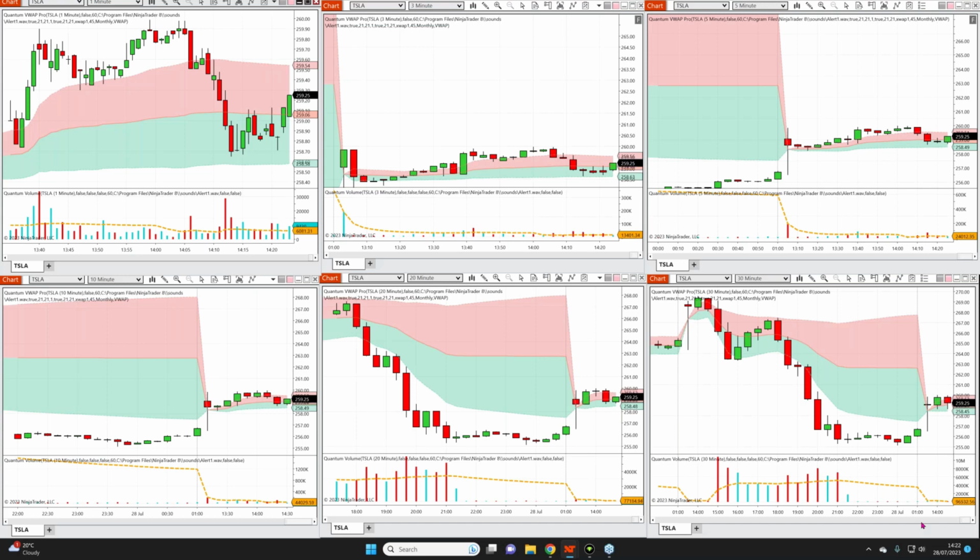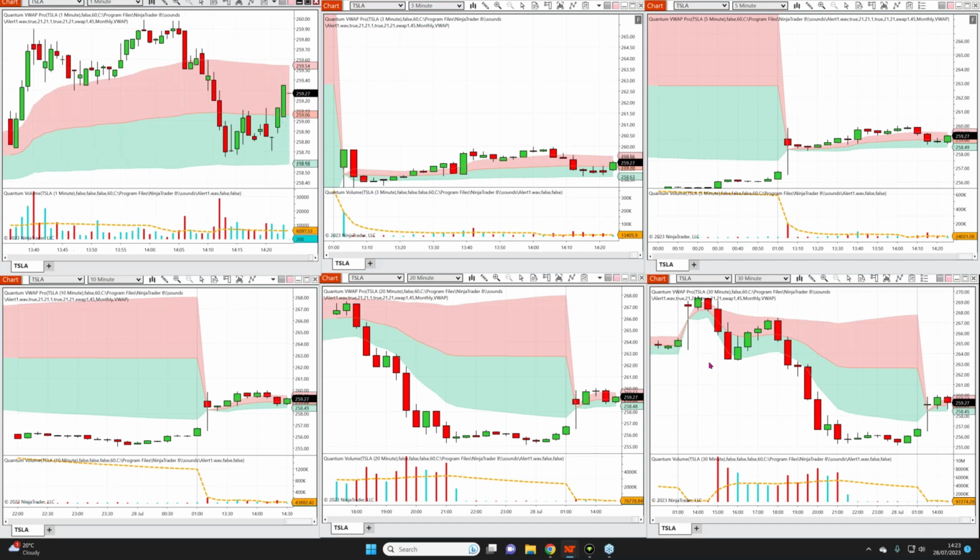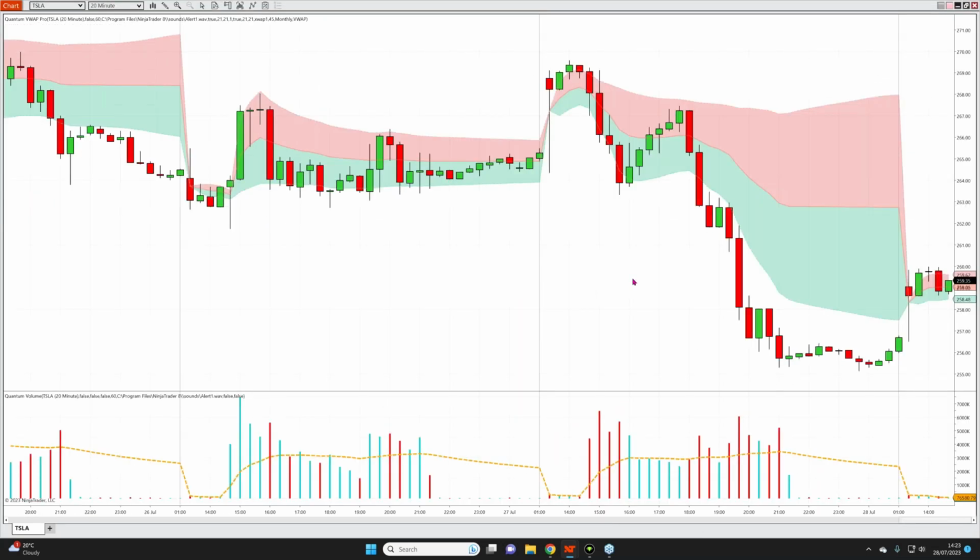We've got the 1 minute, the 3 minute, the 5 minute across the top, and down at the bottom here we've got the 10 minute, the 20 minute, and right the way out to the 30 minute. The only difference here is really to do with when the indicator kicked into action, which was at the start of the pre-market session.